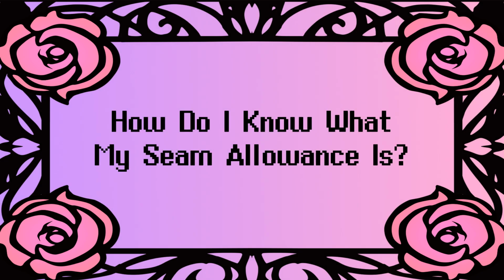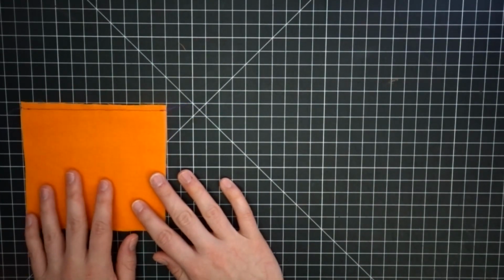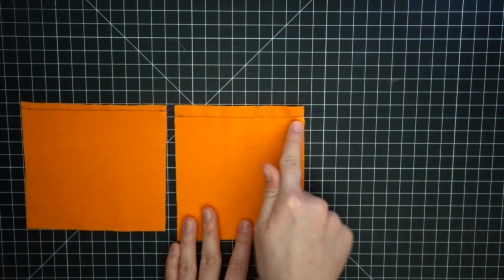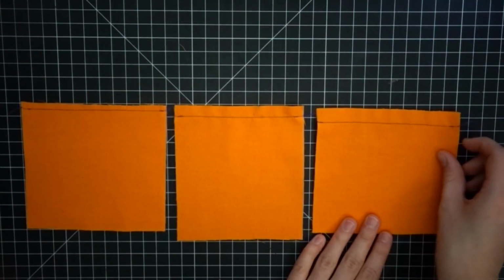How do I know what my seam allowance is? The most common seam allowances are 1/4 of an inch, 1/2 of an inch, and 5/8 of an inch.